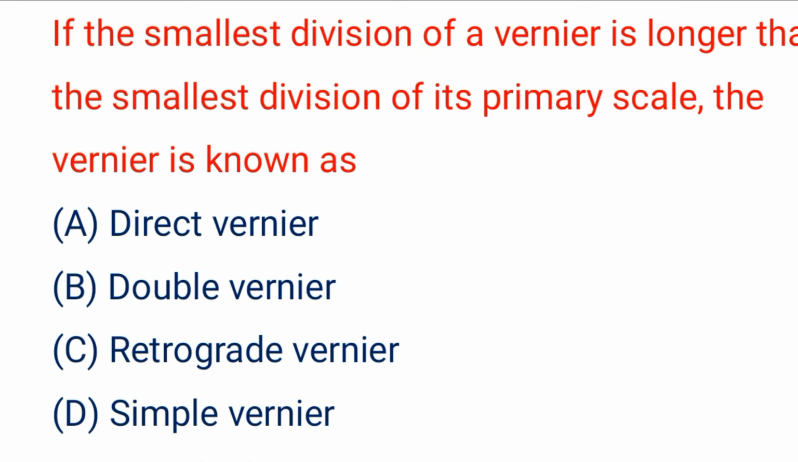Next question, if the smallest division of the vernier is larger than the smallest division of the primary scale, the vernier is known as option A direct vernier, option B double vernier, option C retrograde vernier, option D simple vernier. The correct answer is option C retrograde vernier.